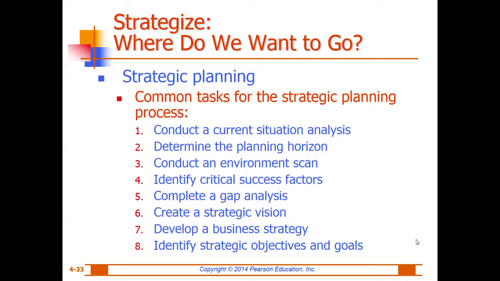So common tasks associated with strategic planning include conducting a current situation analysis, taking a view of the landscape and the environment. There might be regulatory factors, other information relevant to competitors that may need to be pulled in. Identify how you are going to measure your success, and understand what the gap is. You may be lacking certain resources or capabilities in order to achieve that. What's your vision for achieving those goals? Building a strategy around that and having objectives and goals in order to achieve those.